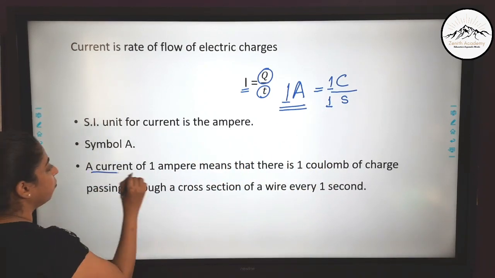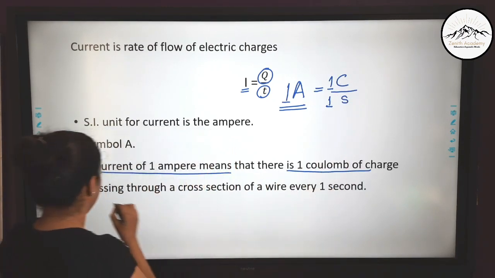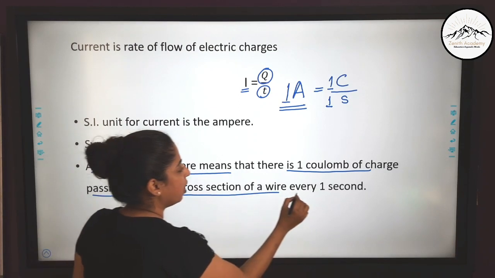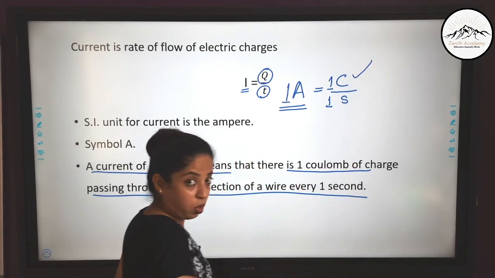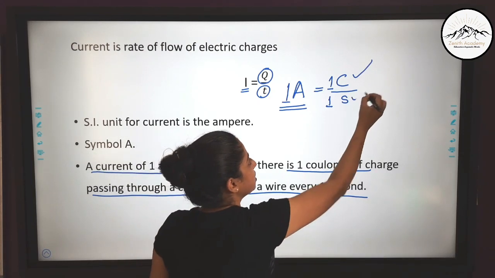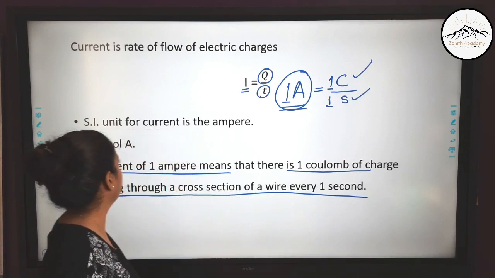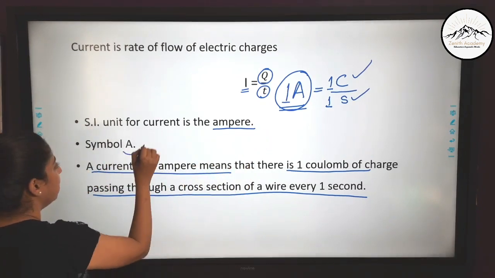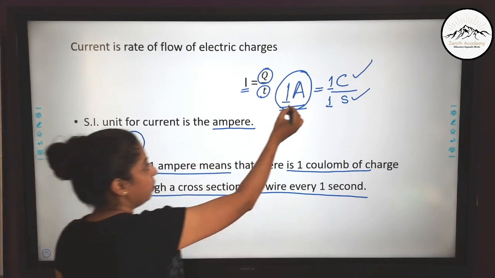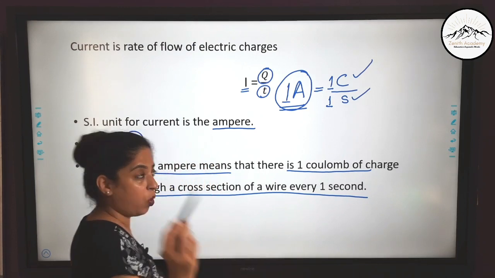A current of 1 ampere means there is 1 coulomb of charge passing through a cross section of a wire every 1 second. If 1 coulomb of charge is passing through a cross section of a wire in 1 second, then the current is said to be 1 ampere. So the SI unit of current is ampere, its symbol is A, and it will be 1 ampere when 1 coulomb of charge flows through a cross section of wire in 1 second.